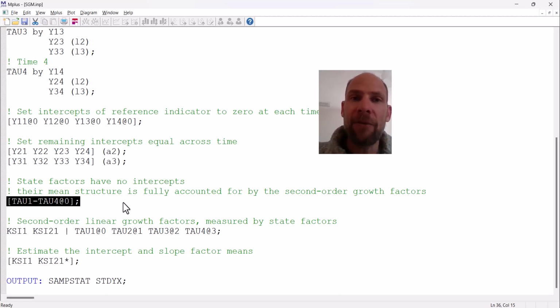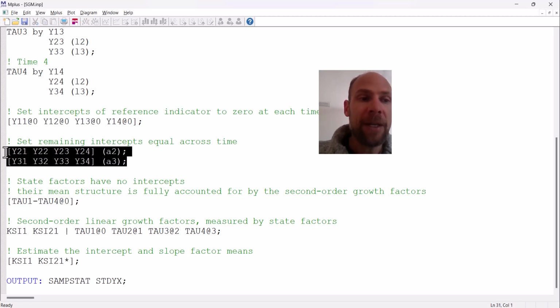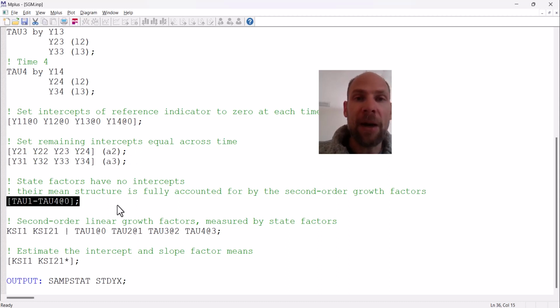It's the same thing when you have a first order growth model. You would also implicitly or explicitly set all the intercepts of the observed variables to 0 when the observed variables are directly used as indicators of your intercept and slope factors. Now here this is different, because here the observed variables are indicators of the first order state factors, and so they do have intercepts that are estimated, at least for 2 out of 3. We do estimate the intercepts here, because here the variables are not directly used to indicate the growth factors. But the indicators of the growth factors here, the tau factors, they have to have intercepts that are set to 0.